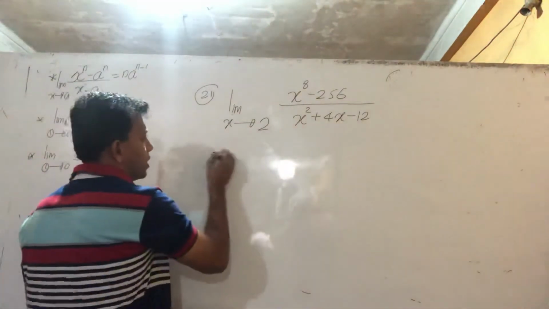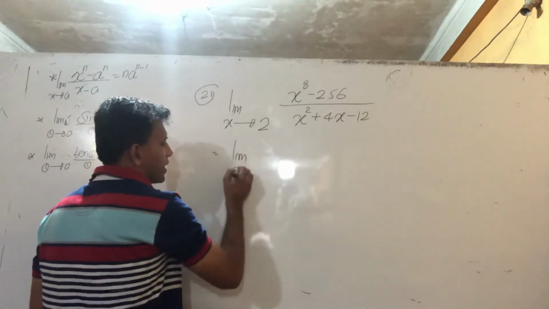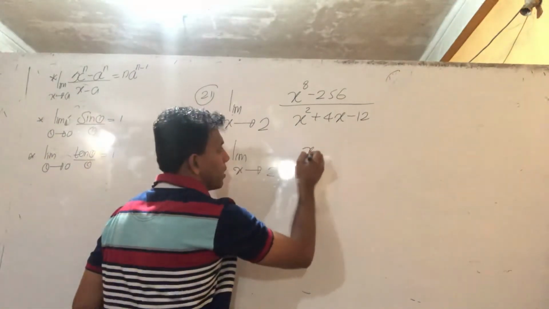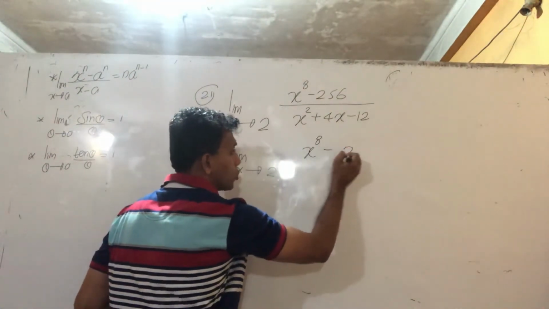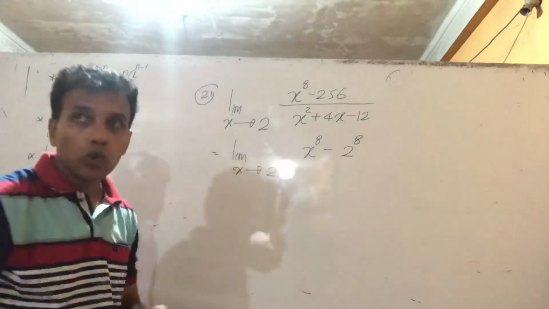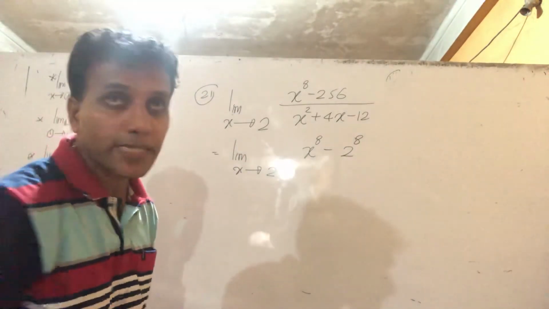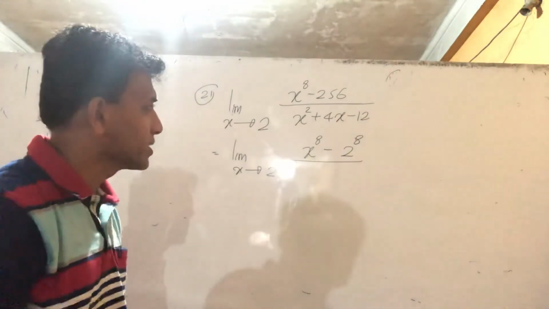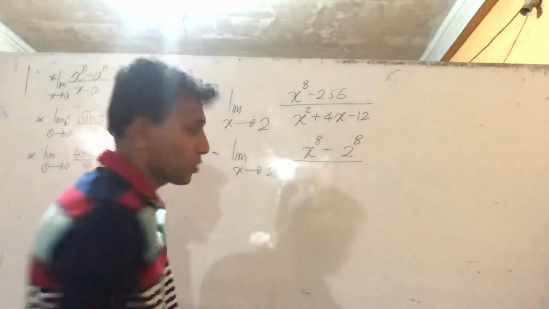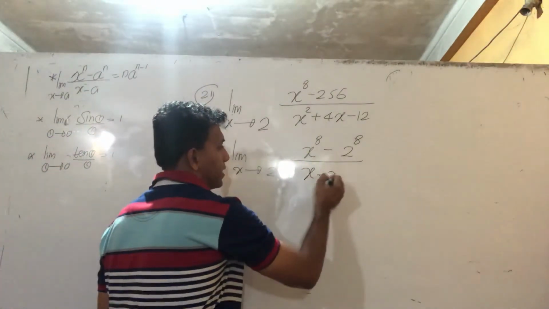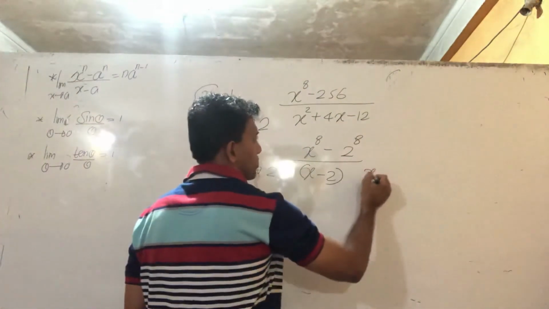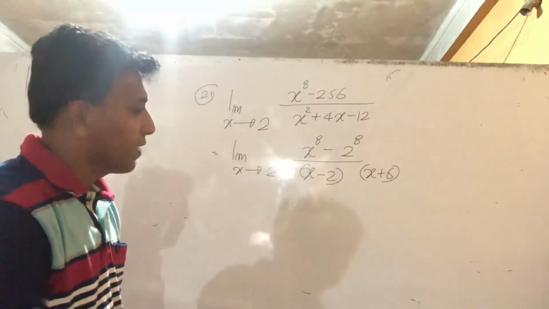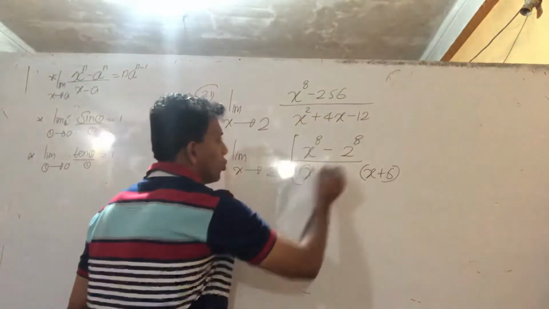So, limit x tends to 2. Can I write that one? x to the power 8 minus 2 to the power 8, since 2 to the power 8 is 256. Over, the denominator can be factorized: 12 as 6 and 2, giving (x minus 2)(x plus 6). Okay, factorize. Now what happened?